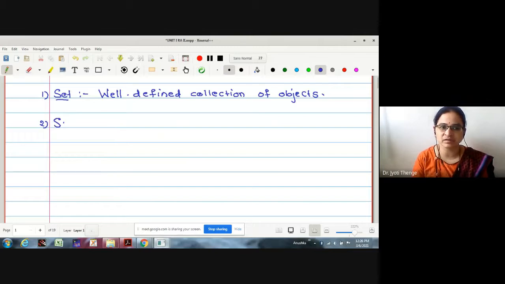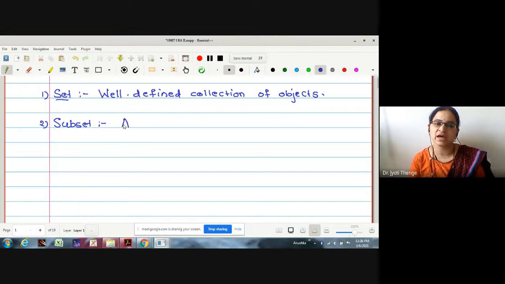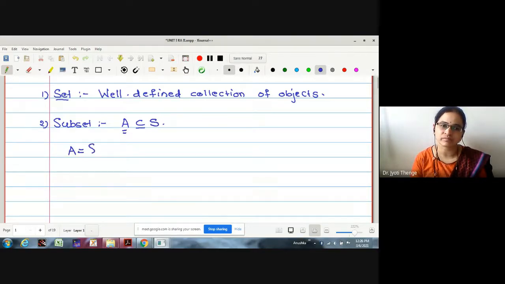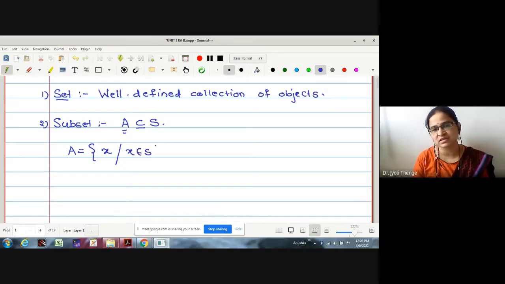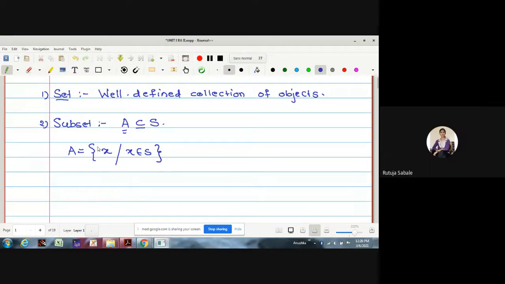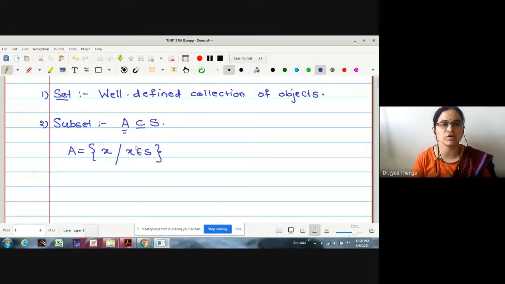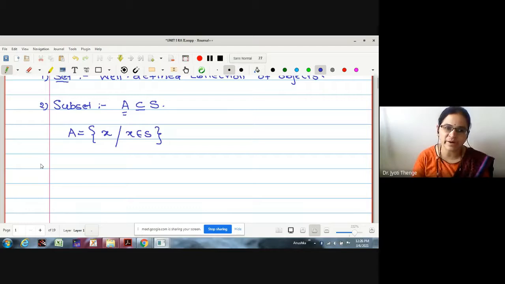What is a subset? Suppose I am writing A as a subset of some S. How can I define this? A is a collection of x such that x is in S, some elements. Now a subset may be defined in two ways: proper subset and improper subset. Proper and improper.